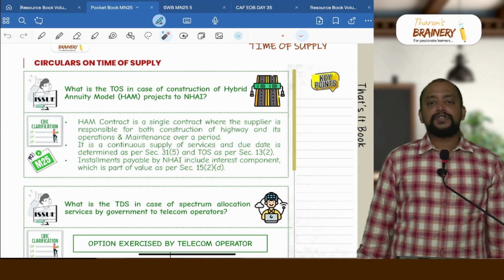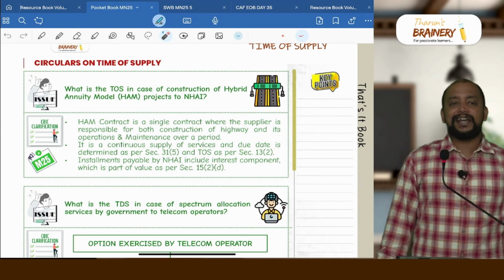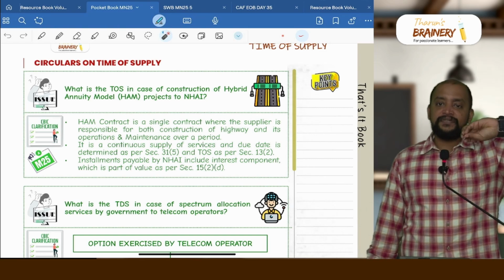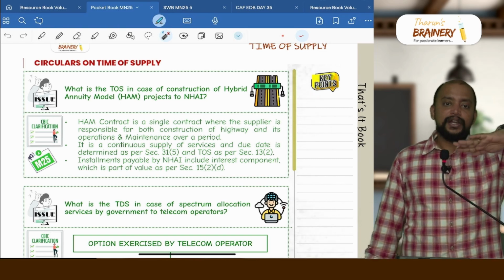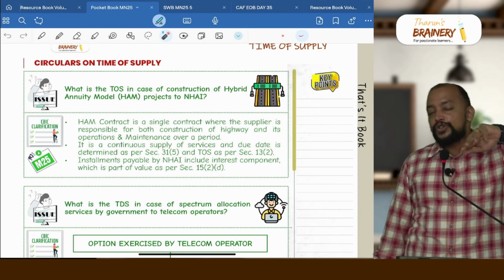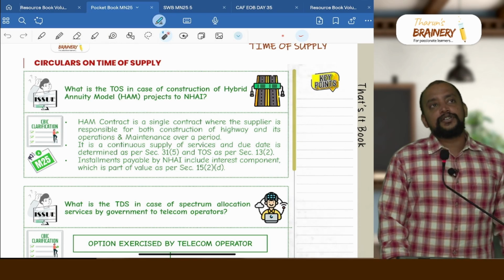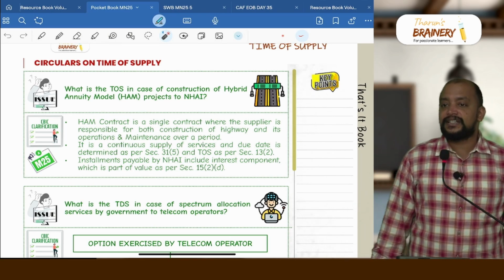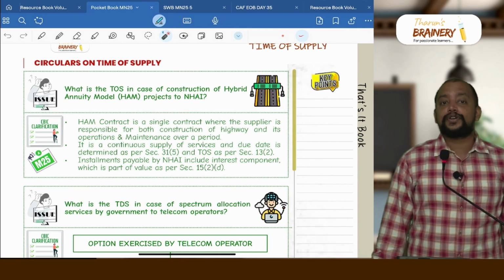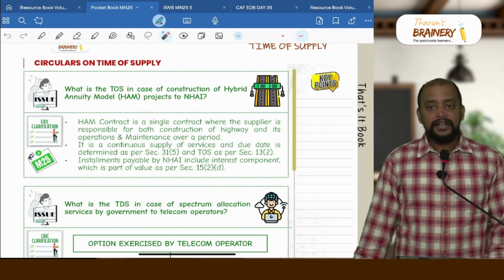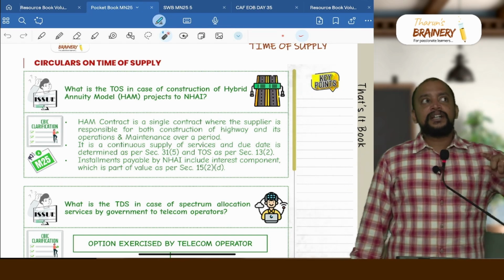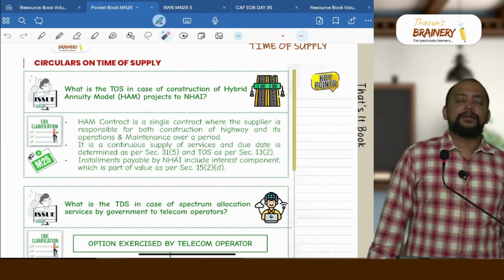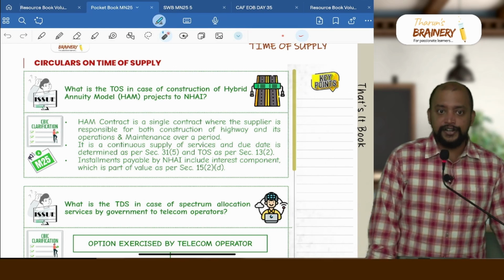So the due date of installment will be taken as the due date of invoice, because in the contract they will clearly specify the date on which they need to make the payment. Usually that will be taken, but it does not mean only that should be taken. Suppose a milestone event is given, then that milestone event can also be taken as the date of invoice, because if the payment is linked to completion of an event, then the date of completion of the event will be taken as the due date of invoice.